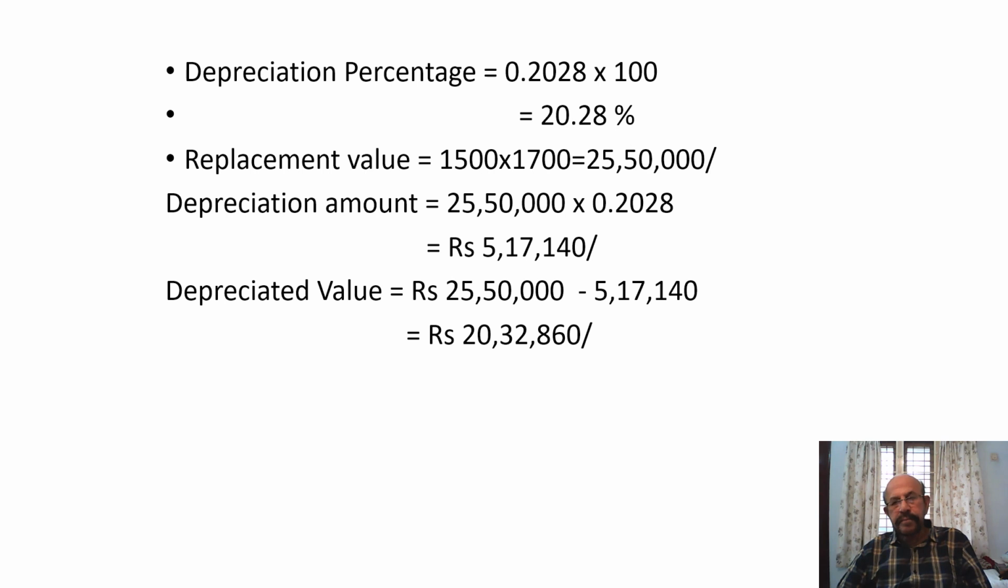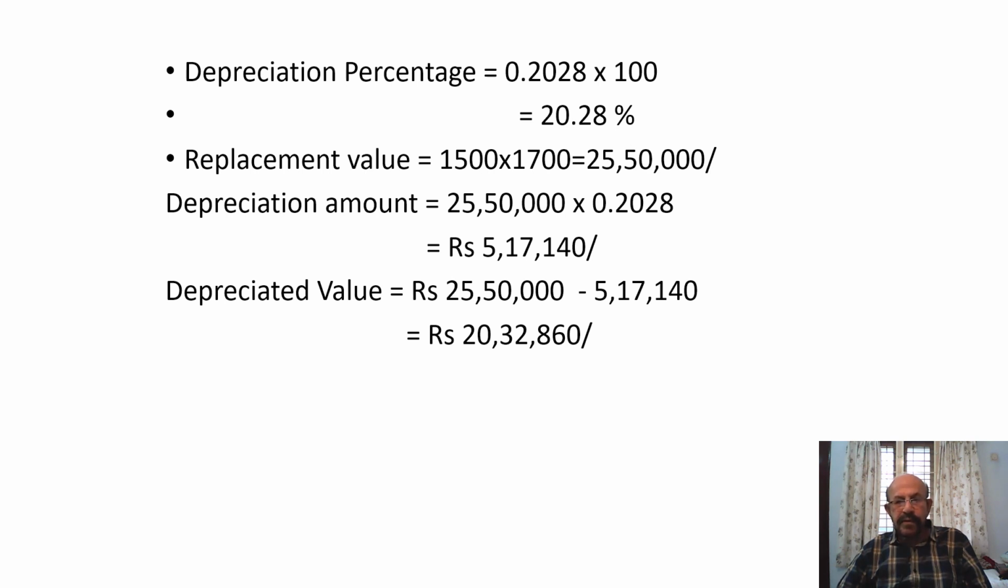Depreciation percentage is equal to 0.2028 into 100, which is equal to 20.28%. Replacement value is equal to 1500 into 1700, which is equal to 25,50,000. Depreciation amount: 25,50,000 into 0.2028 is equal to 5,17,140.